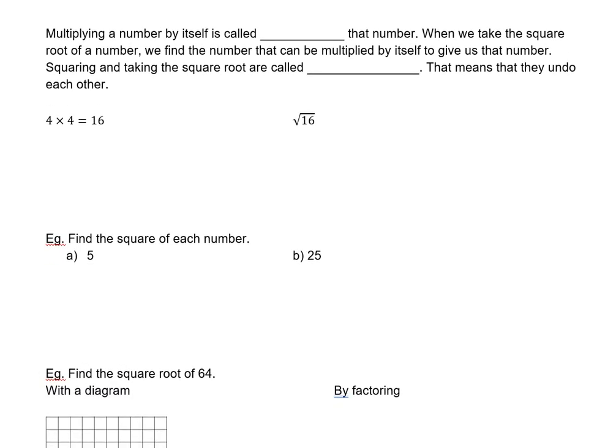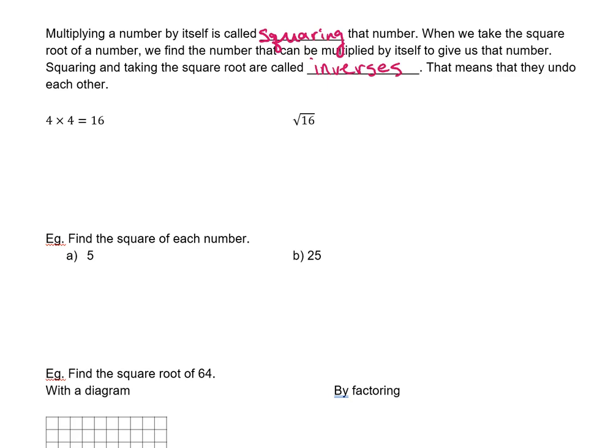Okay, so multiplying a number by itself is called squaring that number. Just like if you have a square, to find the area, you multiply the number by itself. That's why it's called squaring. When we take the square root of a number, we're undoing that square. So to find the square root, it says, oh, I have a square. What is one side? So what is the root of that square? So we find the number that can be multiplied by itself to give us that number. Squaring and taking the square root are called inverse operations, so they're inverses. That means they undo each other.